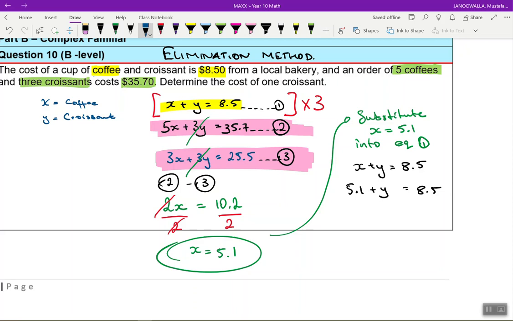To get rid of the 5.1, I will subtract 5.1 on both sides. Those two will disappear, and I'll have y equals 3.4. So the croissant costs $3.40. Because y was the croissant, that's $3.40, and the coffee was $5.10. That's how you do the elimination method.